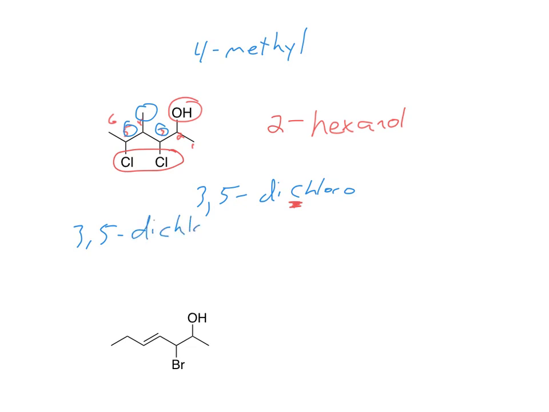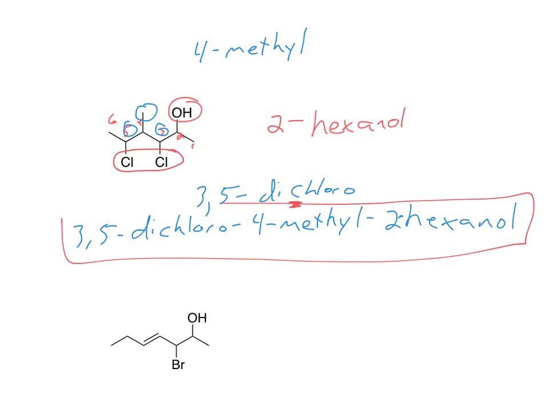dichloro, 4-methyl, and then 2-hexanol, which we don't alphabetize because that's our parent chain. And that's our name of our compound. So even if there's a lot of groups, as long as you're systematic, you'll be in good shape.